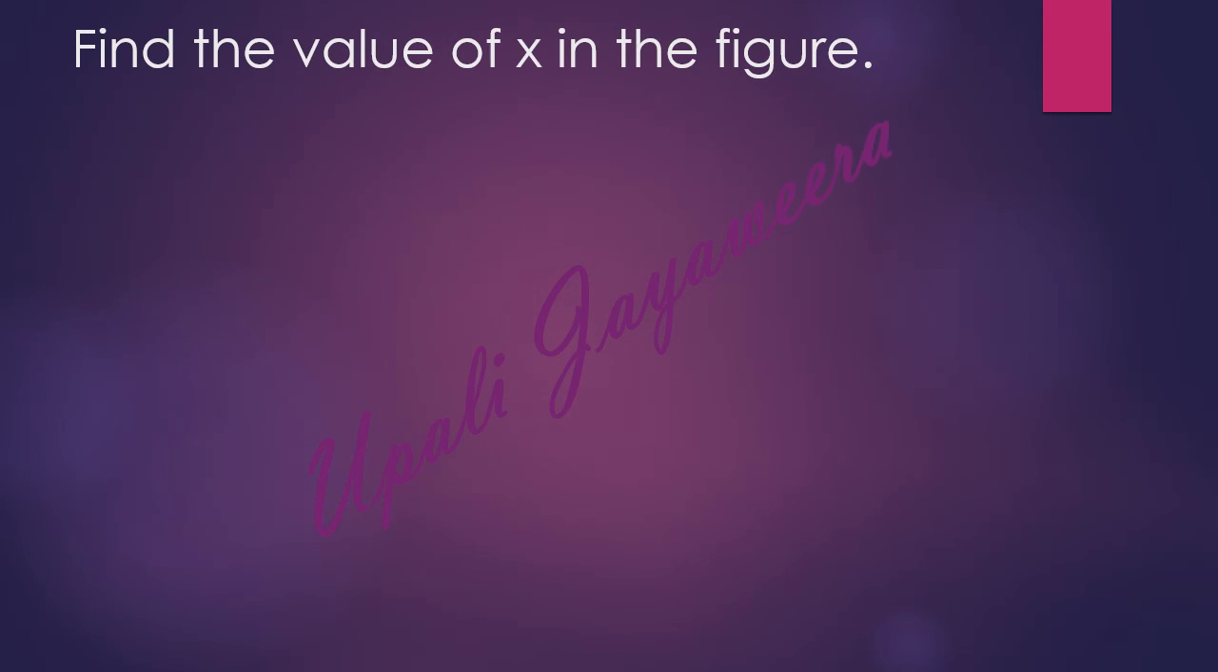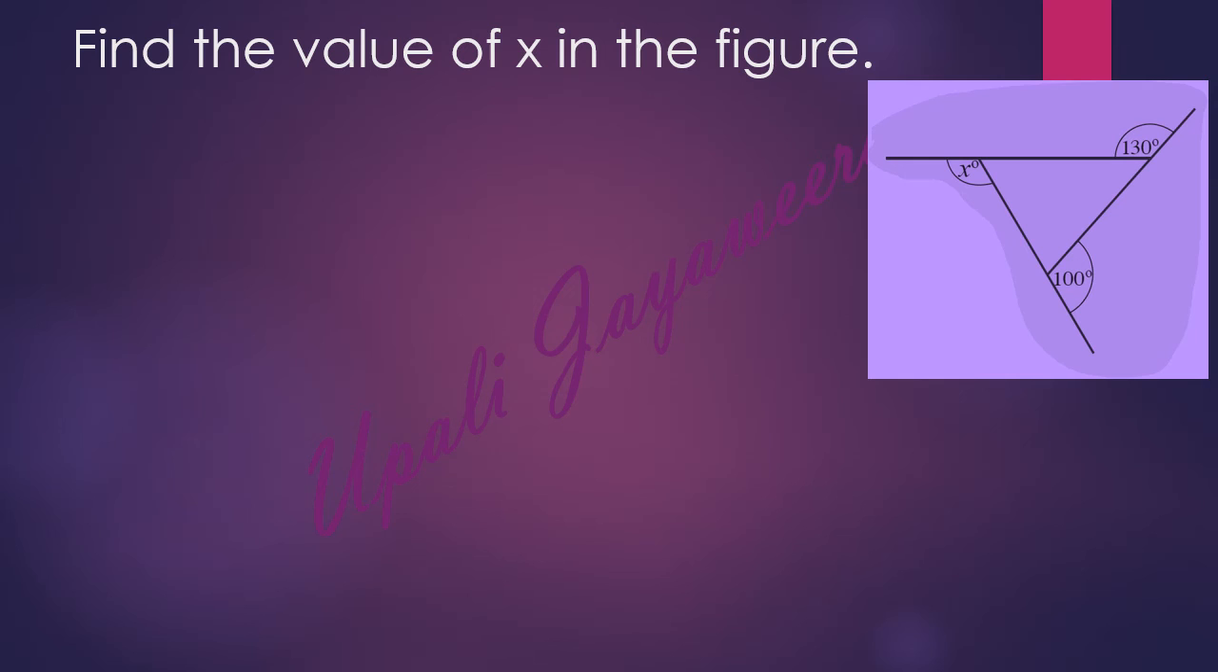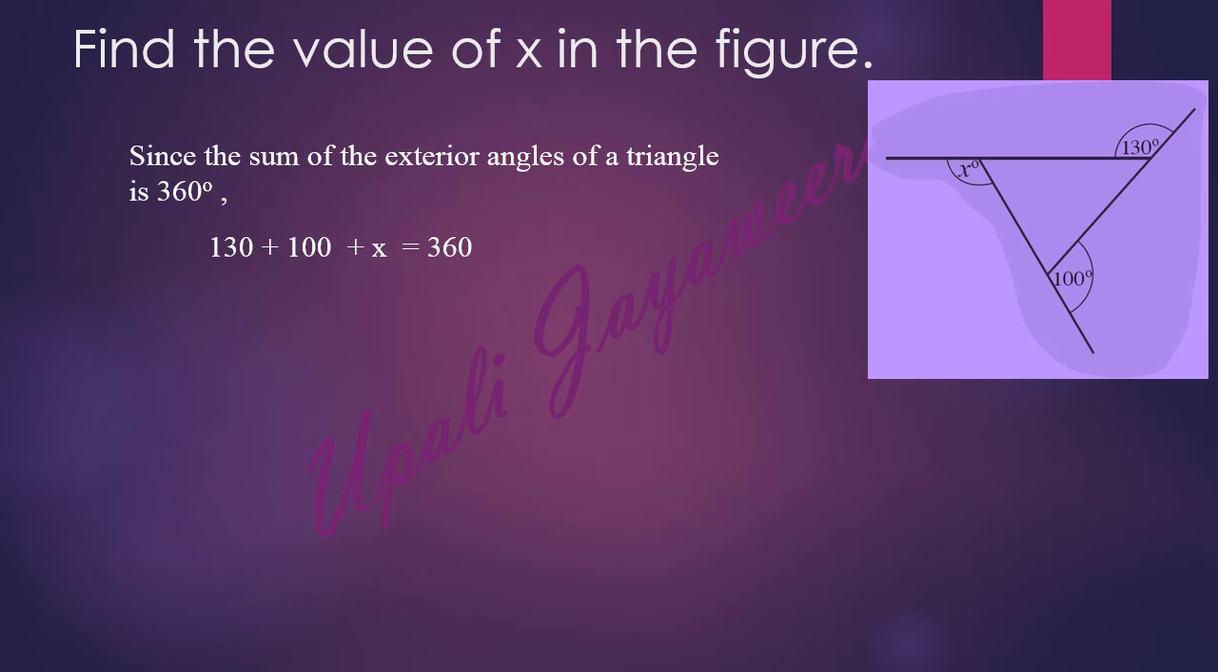Now find the value of x in the figure. Here there are two angles given. You have to find the other exterior angle. Since the sum of the exterior angles of a triangle is 360 degrees, 130 plus 100 plus x should equal 360. Then you can simplify and find the value of x. x equals 130.